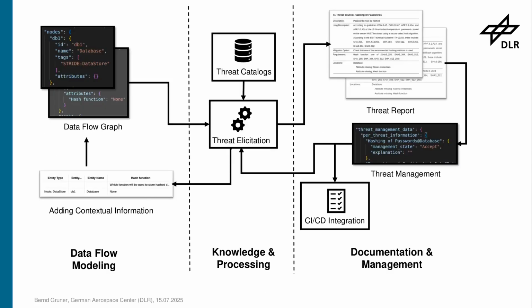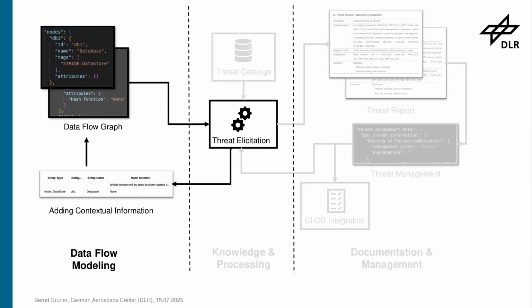This is an overview of the workflow of FlowStrider. It consists of three main features: data flow modeling, knowledge and processing, and documentation and management. I will continue with the data flow modeling.